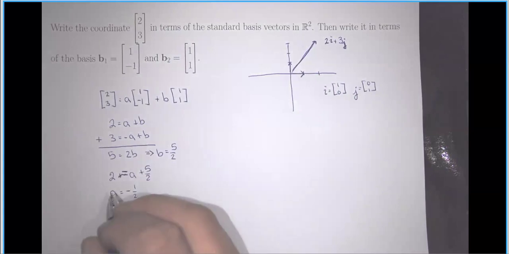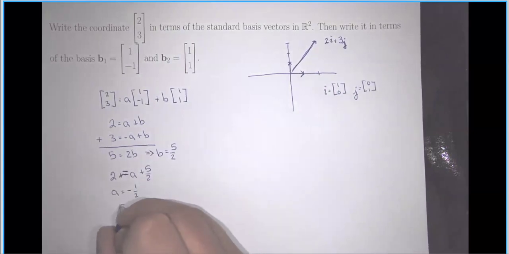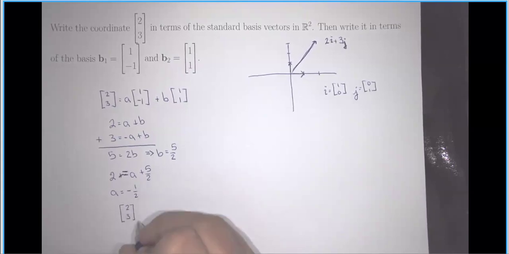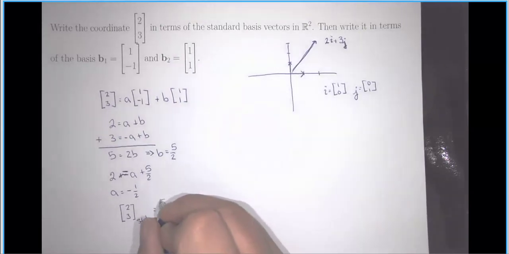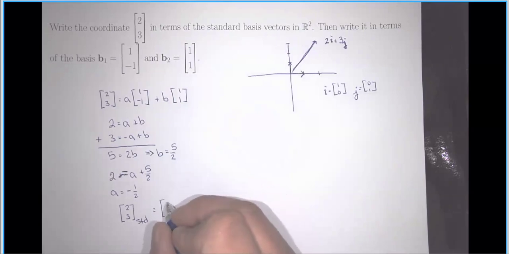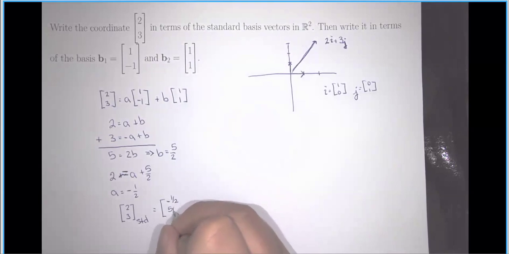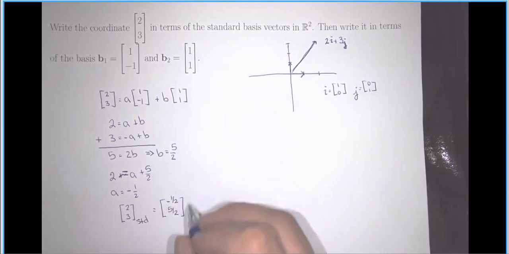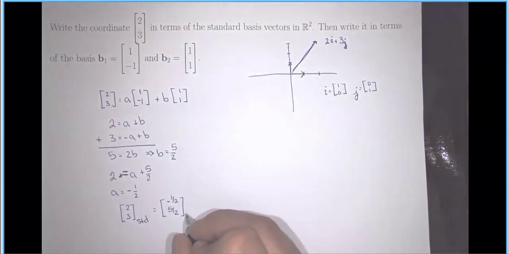So the vector 2, 3, in terms of our standard basis, is equal to the vector negative 1/2 and 5 halves in terms of basis, we'll call it B.